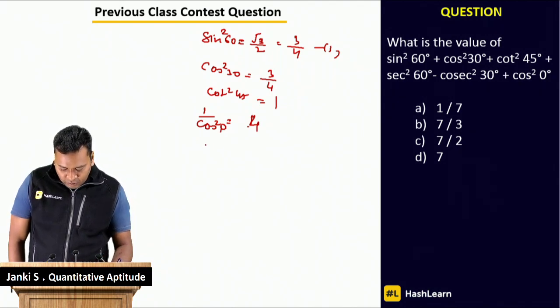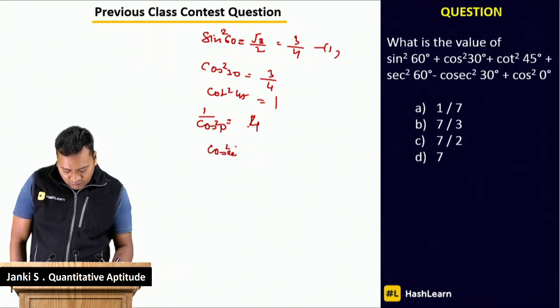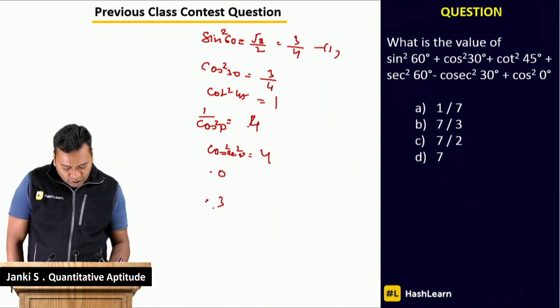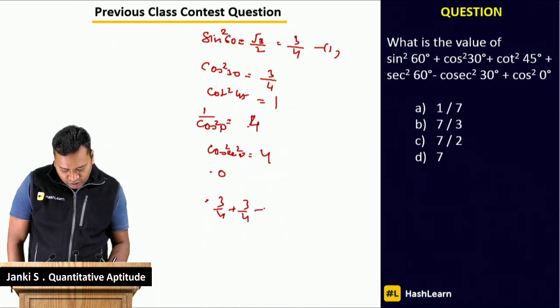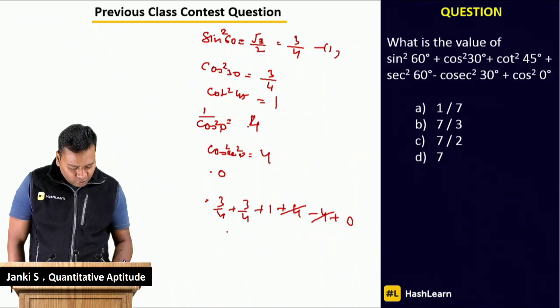So this value is 1 by 4 and opposite, that means it's nothing but 4 here. And then cosec is the opposite of sine, right? So sine 30 is nothing but 1 by 2, that means cosec square theta is nothing but 4, and cos 0 is nothing but 0, so this is nothing but 0. So nothing but 3 by 4 plus 3 by 4 plus 1 plus 4 minus 4 plus 0, right? So it's the summation of these values here. So let's add these values.